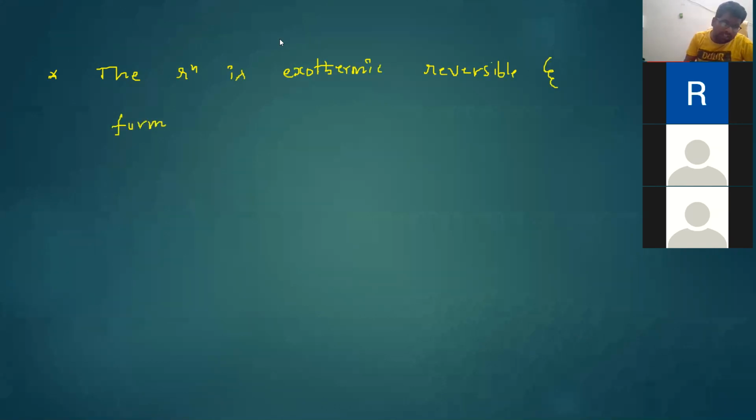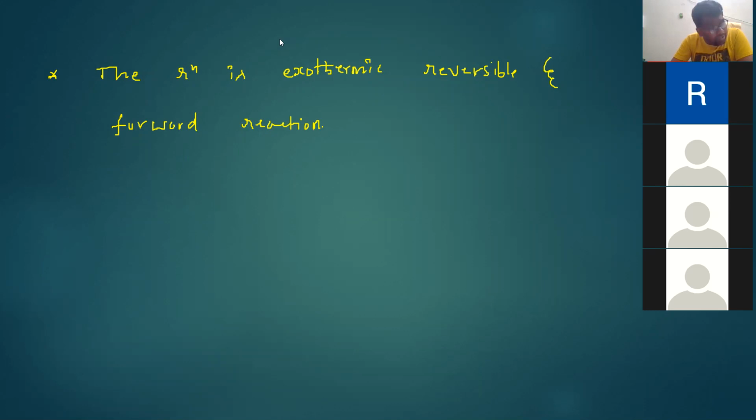Forward reaction means what? Reactants can be converted into product or product can be converted into reactant. So reactant can be converted into product, forward reaction. Okay. So therefore, delta H is negative means the number of volume decreases or increases? According to Le Chatelier, the number of volumes will decrease. So forward reaction leads to a decrease in volume.